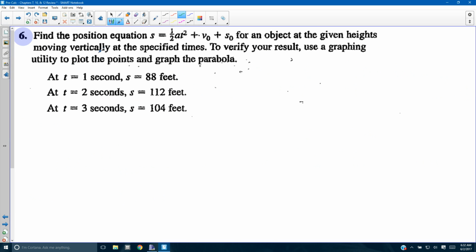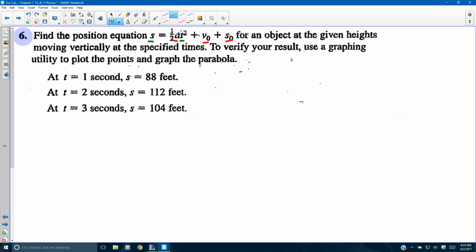Number 6, find the position equation s equals 1/2 a t squared plus v naught t plus s naught, or v sub 0, s sub 0, for an object at the given heights moving vertically at the specified times. To verify your result, use a graphing utility to plot the points and graph the parabola. Okay, so this problem looks a little more confusing than we really need it to be. What we have are a bunch of coefficients here, and s and t will be your variables. s is regarding position, t is regarding time, and these things can vary. We want to find the constants a, v naught, and s naught right here.